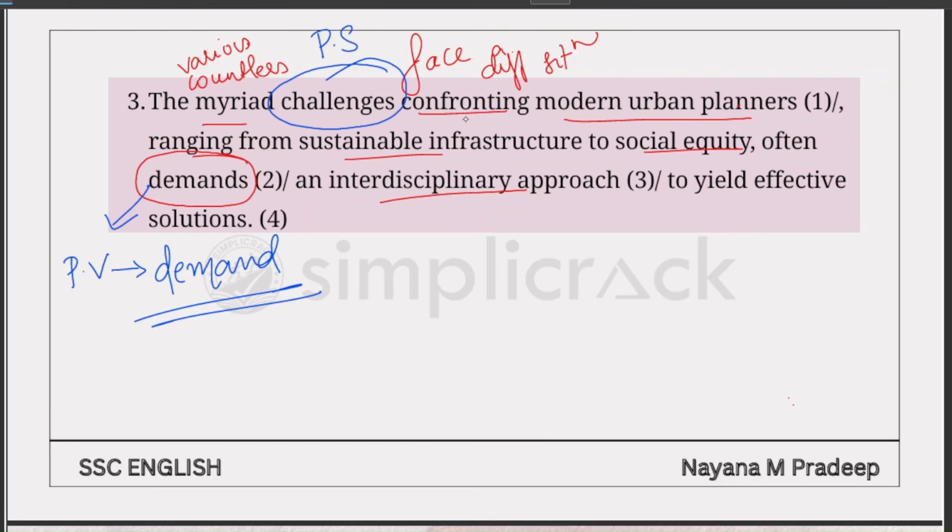Now, how did we identify that challenges is the primary subject or the main subject? So in such questions, how will you identify which is the primary subject or the main subject?